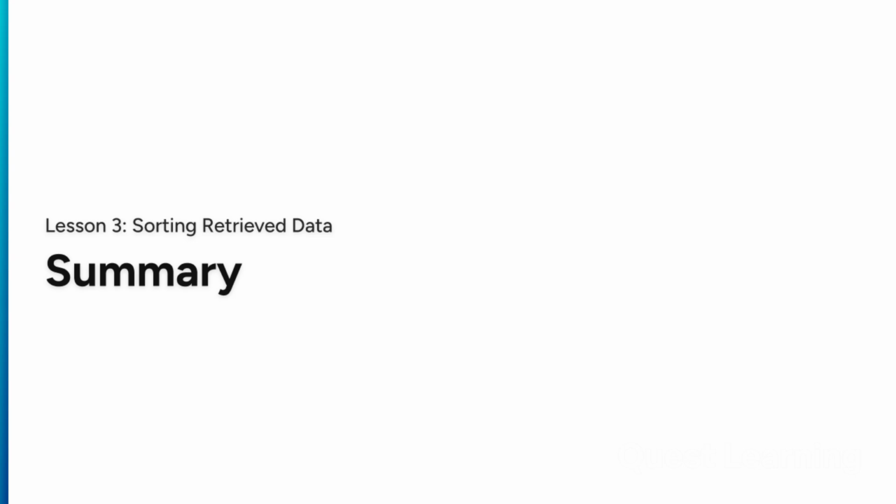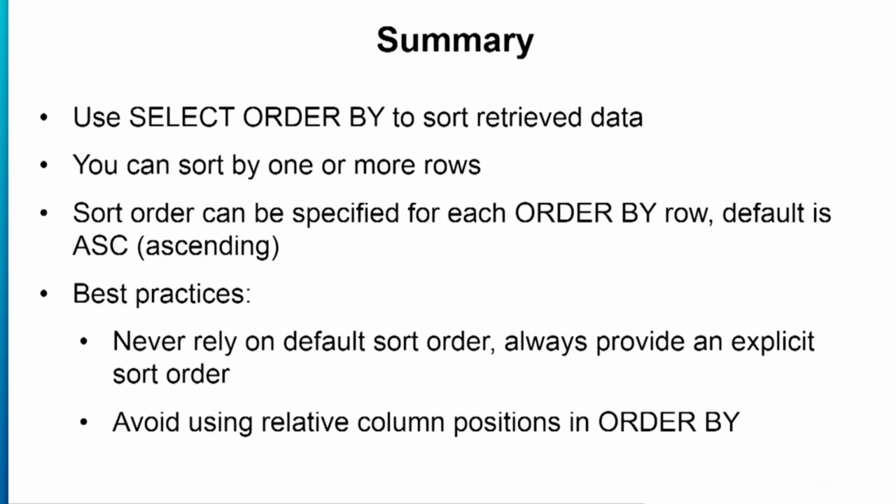Okay, let's summarize. Within select, you use the order by clause to sort retrieved data, and you can sort by 1 or more rows. When you sort, you can specify a sort sequence, either ascending or descending. If you don't specify any sequence, ascending is the default. The best practice is to never rely on the default order that rows come back from a table in a select statement, because you really don't know what you're going to end up with. So best practice is to always have an order by clause. And avoid using column positions in order by. Lots of developers have suffered painfully for having done so.